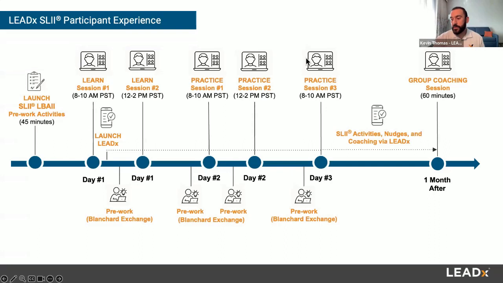Then there's the 3 practice sessions to really hone in and craft those skills related to situational leadership. After the final SL2 session, they're set up for a one-month microlearning experience, where they're provided with different activities to help reinforce their learning around SL2, around their leadership style, as well as other potential leadership styles they can leverage.